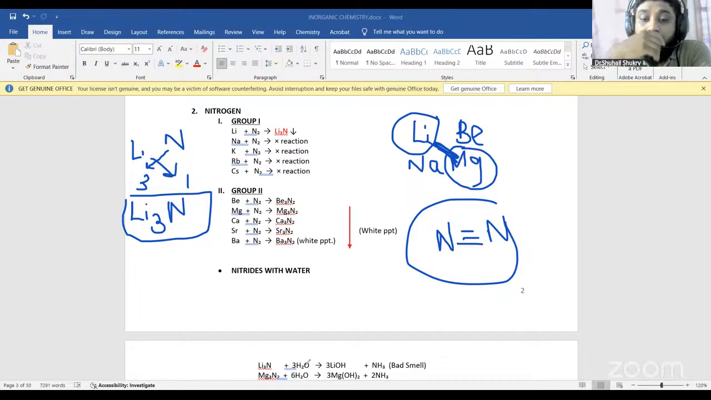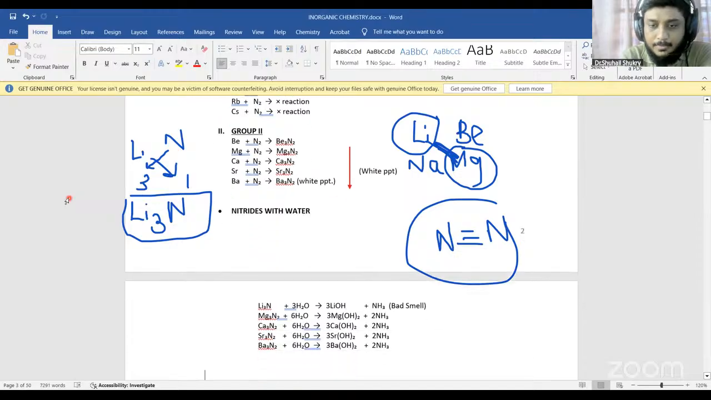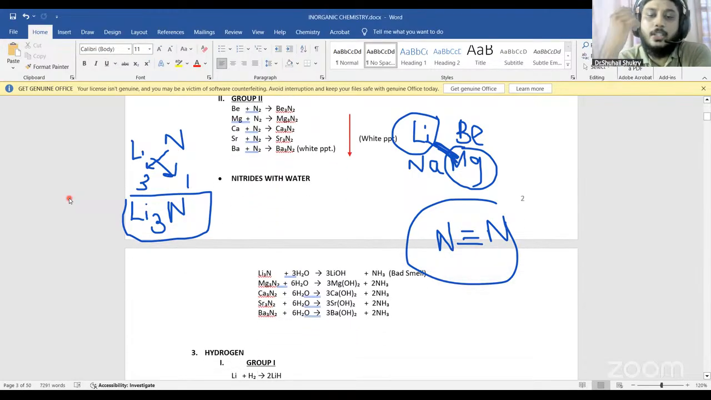Now lithium understood why our people didn't react with nitrogen. Because when we put it to shower, it produces a bad gas. Ammonia is smelly, it makes a very bad odor gas. Magnesium nitride with water produces magnesium hydroxide and ammonia. Calcium nitride with water gives calcium hydroxide and ammonia. Strontium nitride with water gives strontium hydroxide and ammonia. Barium nitride with water gives barium hydroxide and ammonia. It means all the nitrides, when they react with water, produce ammonia and the hydroxide.